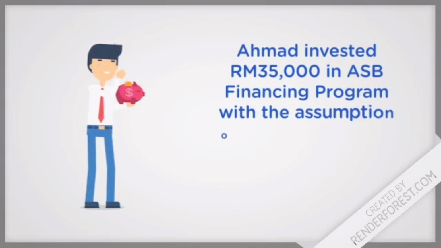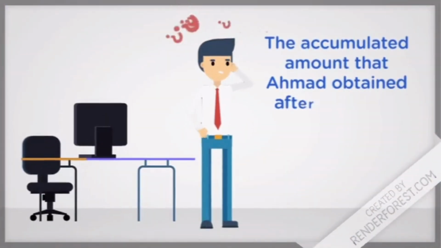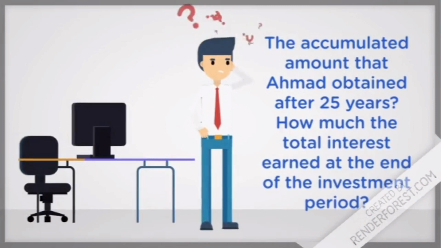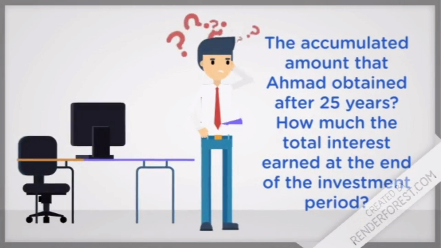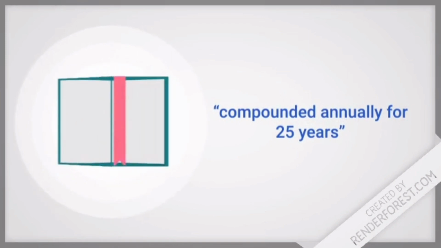So I'll give you an example. Ahmad invested 35,000 in an ASB financing program with the assumption of a dividend rate of 4.5% per annum compounded annually for 25 years. Thus, find the value of P, T, K, M based on the statement. What is the accumulated amount that Ahmad obtained after 25 years? How much is the total interest earned at the end of the investment period? From the statement, we know that it is a compound interest problem, shown by the phrase compounded annually for 25 years. Thus, we need to use the correct method and formula to find the solution to the problem statement above.